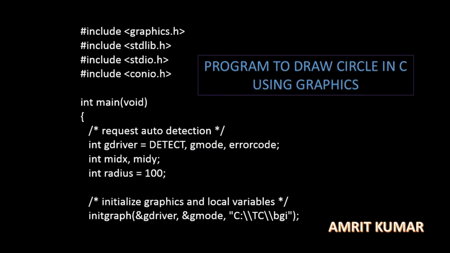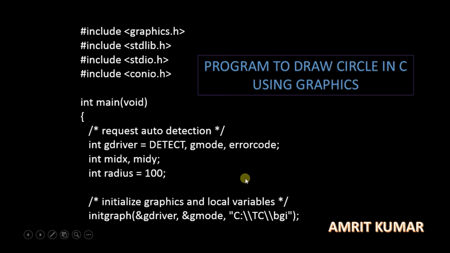This is a program to draw a circle using graphics in C language. First of all we have to include the graphics.h header file. Here you can see we have included the #include <stdio.h> header file, and the #include <graphics.h> header file. The graphics.h header file is the file which contains the graphics functions.